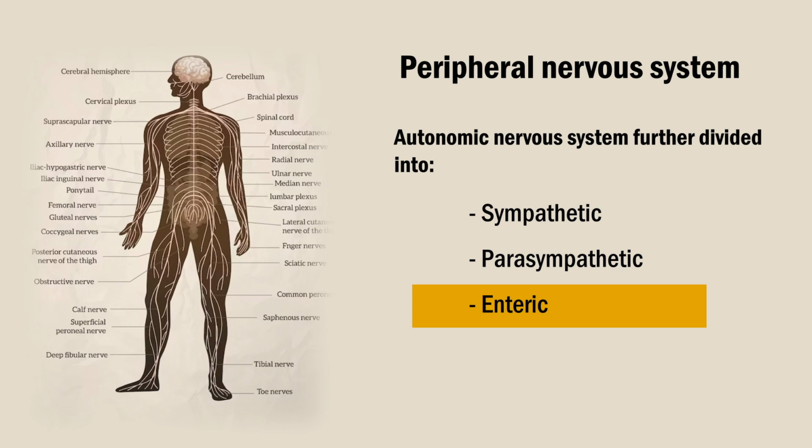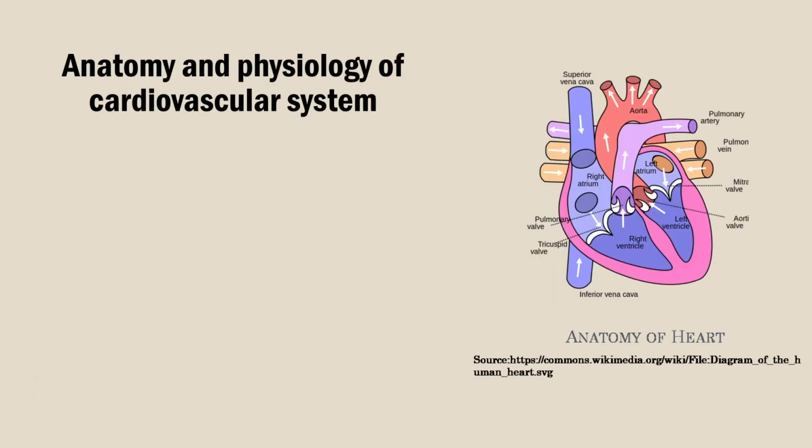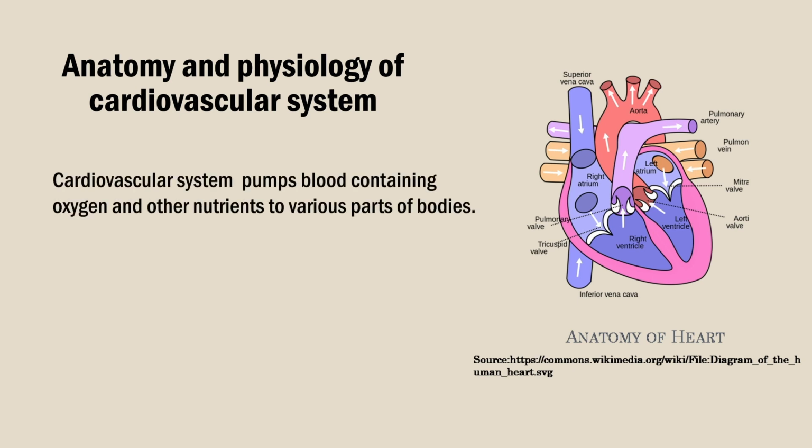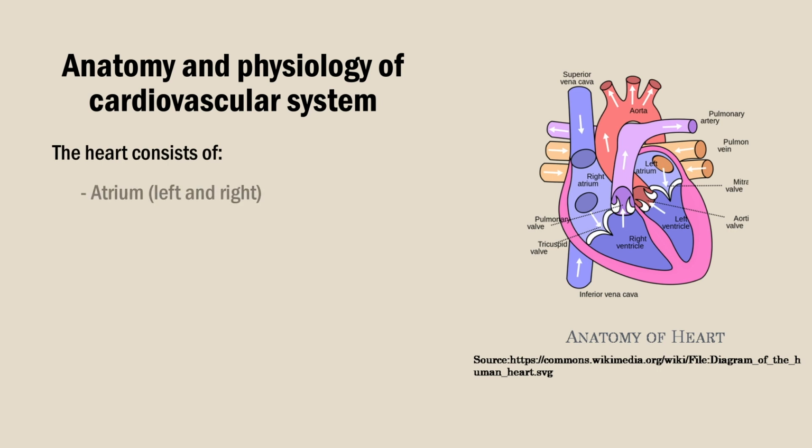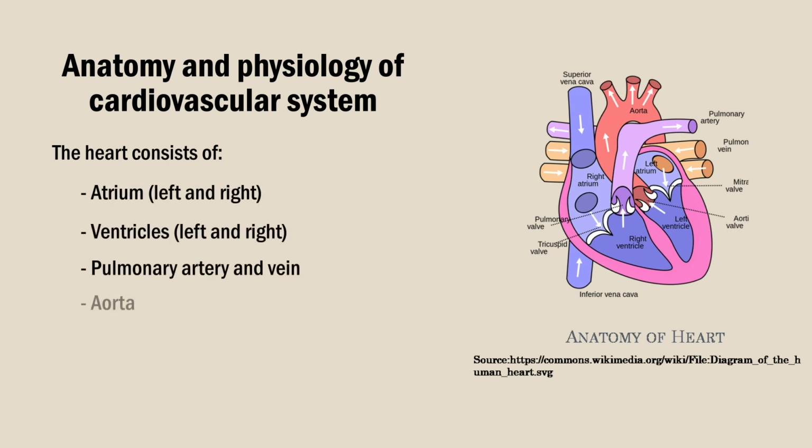gastrointestinal tract. In this section, we will discuss the anatomy and physiology of the cardiovascular system. The cardiovascular system consists of the heart and blood vessels. It pumps blood containing oxygen and other nutrients to various parts of the body. The heart consists of 4 chambers, 2 atria, left and right, and 2 ventricles, left and right.